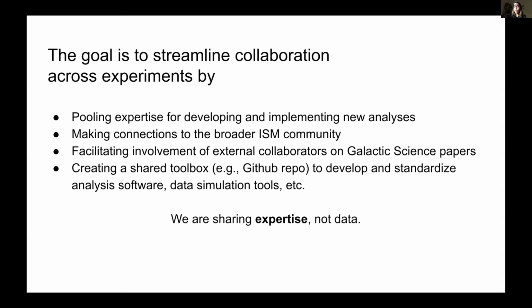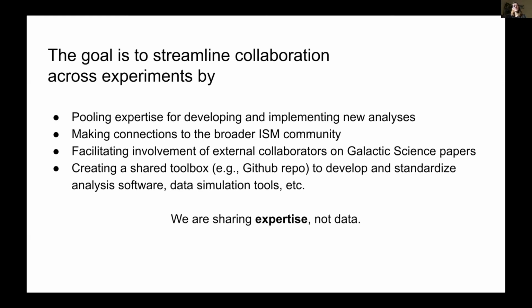And that includes both the community who are sitting within these CMB experiments and wanting to use the data for galactic science, and also the broader ISM community. So we have members of our group who aren't formally connected to an experiment, but are really ISM experts. And so we're making sure that we have that perspective as well.